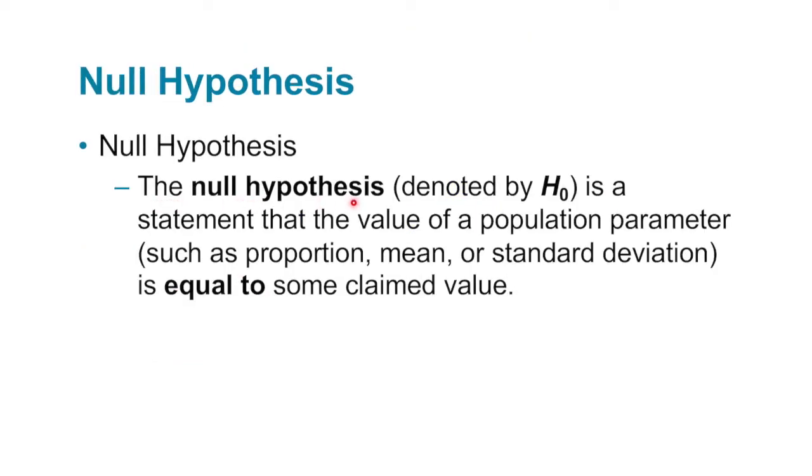The null hypothesis, denoted by H0, is a statement that the value of a population parameter is equal to some claimed value. For example, H0 can be mu equals 16, or H0 can also be p equals 0.75. H0 is always the statement about your population parameter, and H0 always contains the equal sign.